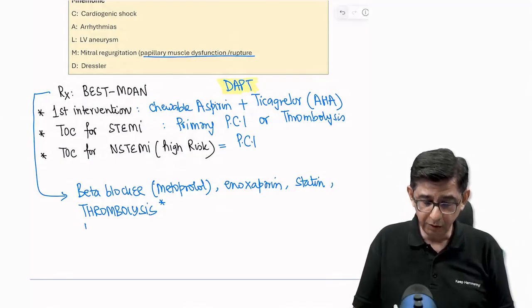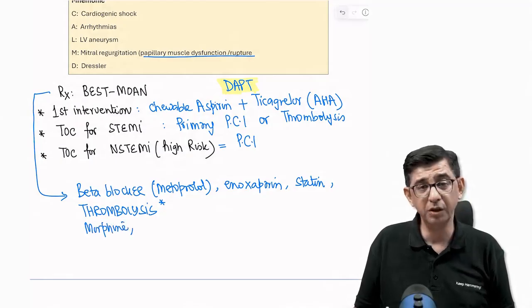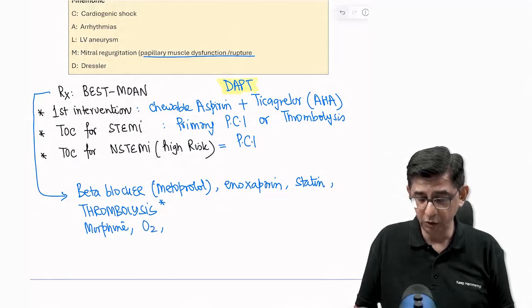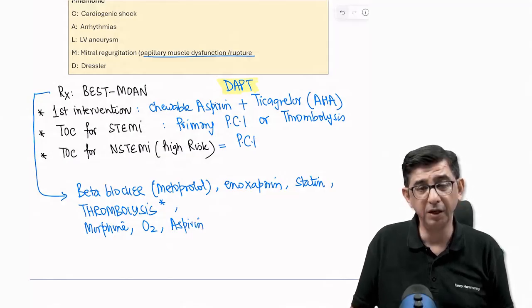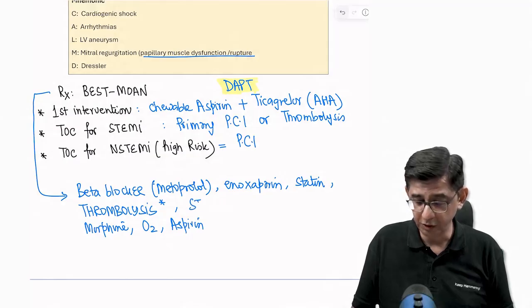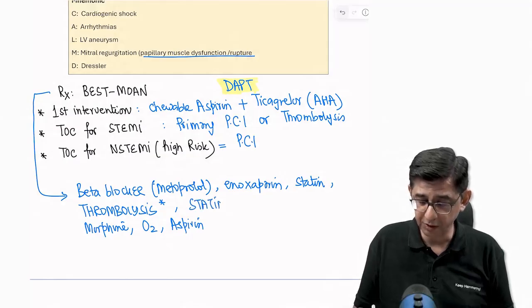Now, the remaining drugs are very simple. We will give morphine. It is an analgesic. It conserves oxygen. Alphabet O is oxygen to be given to the patient. A is obviously aspirin. And then the alphabet T I'm using once again because I want to use statins in my patient also. So T is coming for statin also.